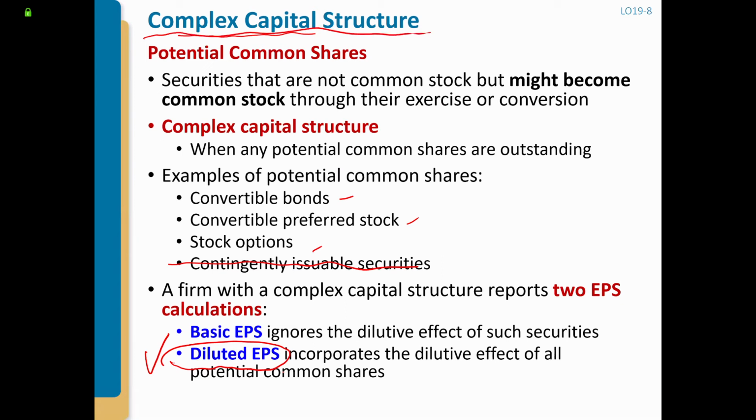Complex capital structure, because sometimes we have those potential common shares. For example, convertible bonds. If those bonds converted to the common stock, then we're going to issue more shares, right? The total number of shares is going to increase.